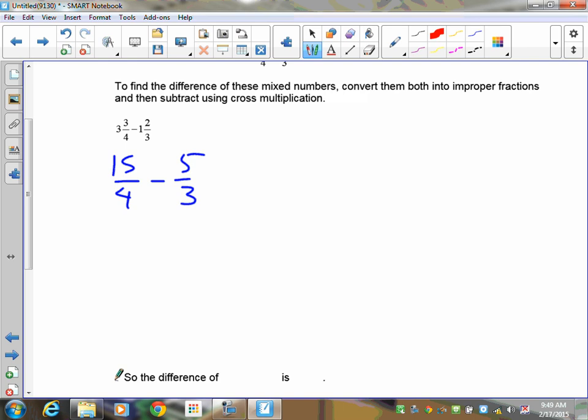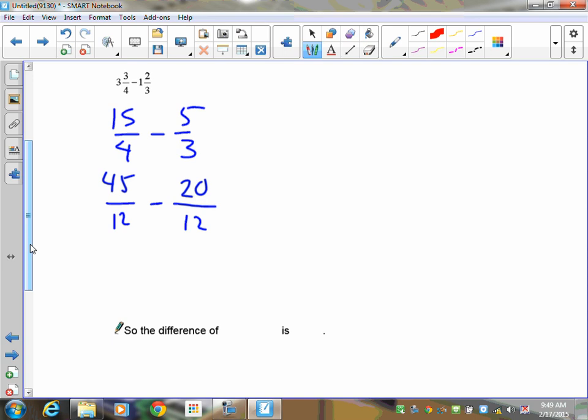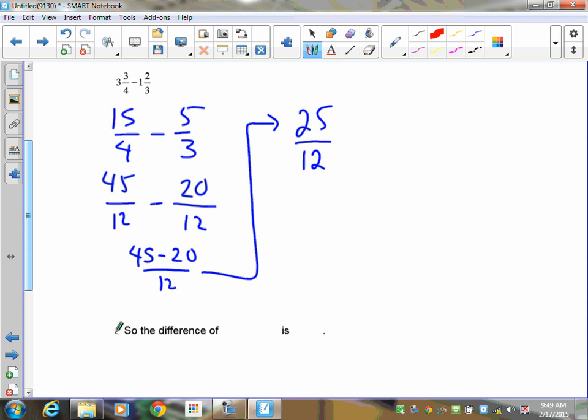So our next step is now to do the cross multiplying. 4 times 3 is 12, so our common denominator is a 12. 15 times 3 is 45. 5 times 4 is 20. So at this point, we're now going to subtract 45 take away 20. That's over 12. And I ran out of room here, so I'll just move up. 45 take away 20 is 25, and that's over 12. 12 goes into 25 2 times, and there's 1 12th left over.